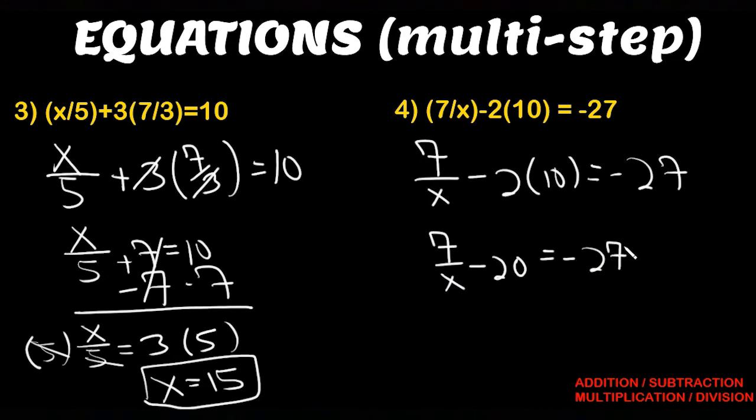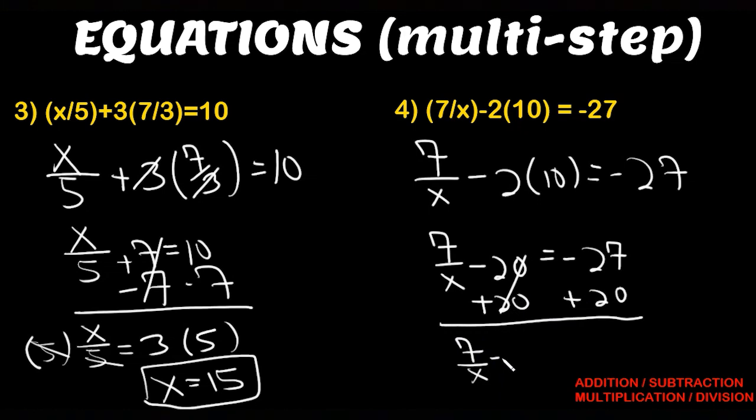Okay, what do we do from here? Well, look, I have subtraction. I'm going to do the opposite, which is addition. So add 20. So adding 20. And so we're going to end up with a negative number here. This will cancel. I bring down 7 over x equal to negative 27 plus 20, which will give you negative 7. And so what essentially is going to happen here, this x and this negative 7 are going to end up switching places, okay? And you'll see how that's going to work out.